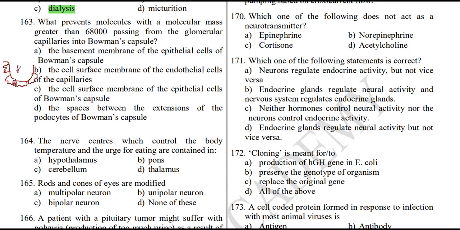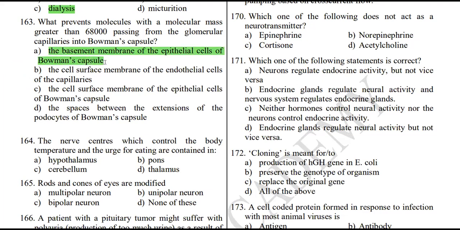And suppose any fluid molecules come, suppose it's 68,000, the molecule size is more. So they cannot come through this basement membrane of the epithelial cells of the Bowman's capsule through the slits, right? Yes, so that's why they are not able to. So what makes them prevent? The basement membrane of the epithelial cells of the Bowman's capsule. So that was the one which is not able to fit over here. So the answer is going to be option A.